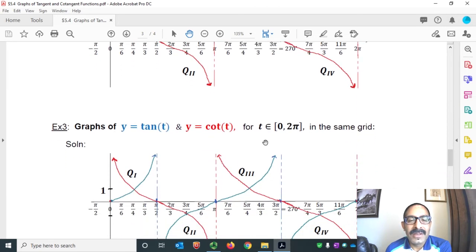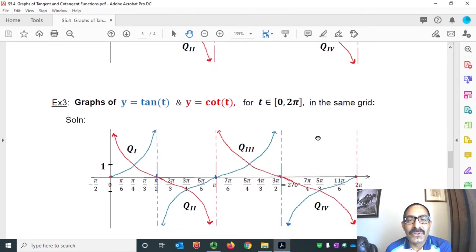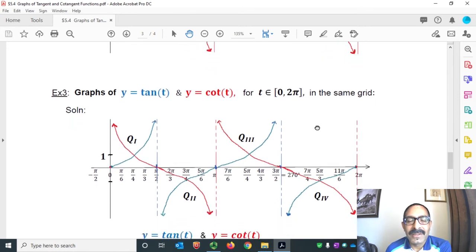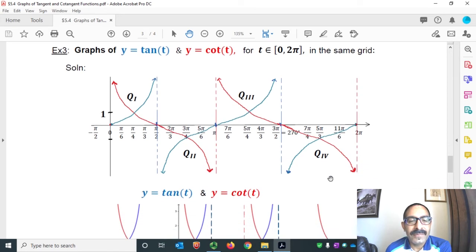Let's move on. Now in example 3, I combine the graph of the tangent function and the cotangent function in the same plane. Here the blue is the tangent function's graph. Look, this is increasing, and this is increasing, this is increasing. The tangent function has asymptotes here at π/2, at 3π/2, and so on.